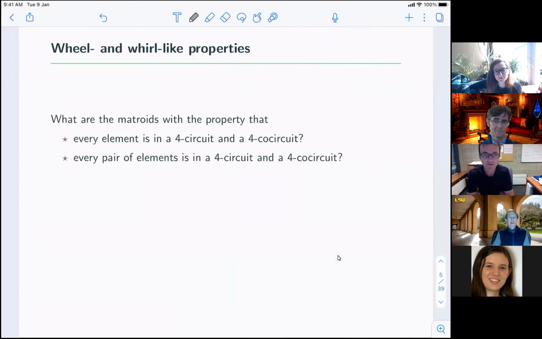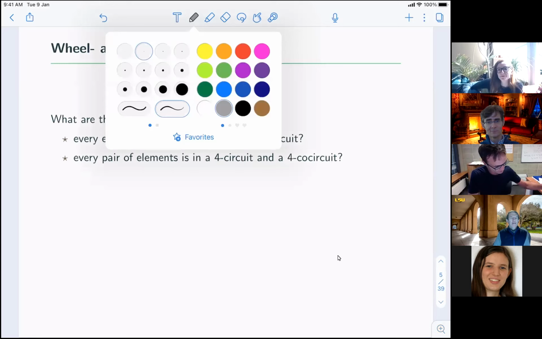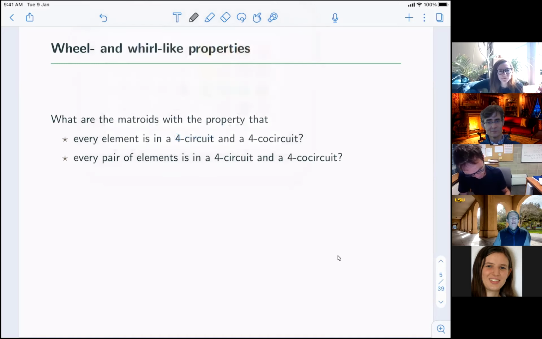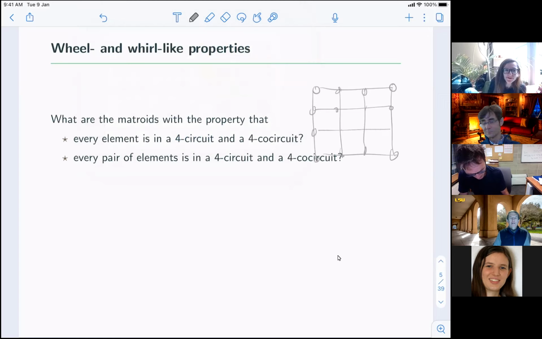But you may ask various other things that are less straightforward. You might ask: what are the matroids with the property that every element is in a 4-circuit and a 4 co-circuit? For something like that, for the graph theorists in the audience, you could take a grid, and every edge is in a 4-circuit, and every edge is in a 4 co-circuit.